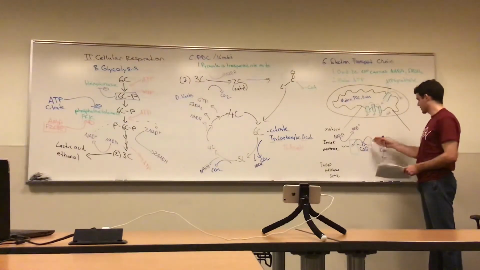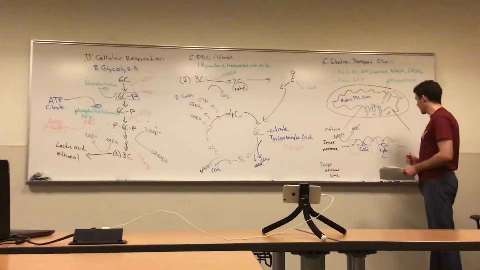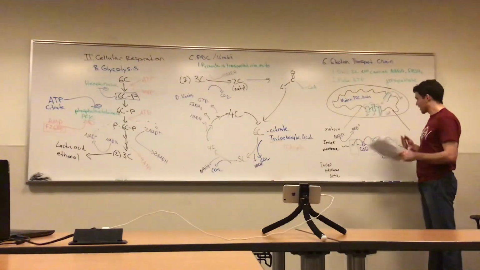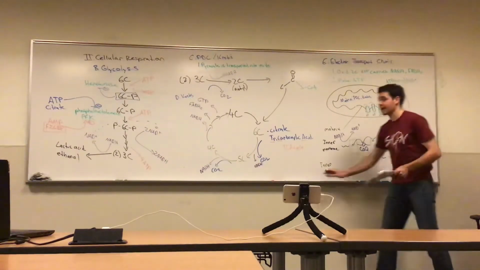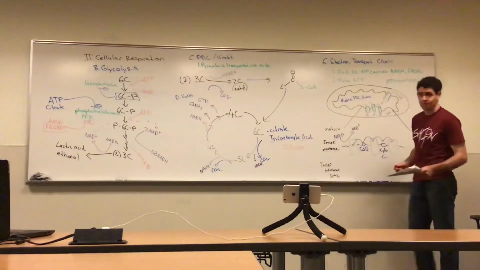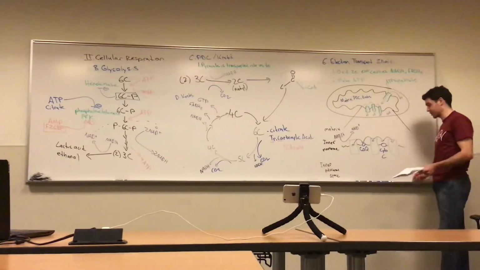Okay. So we pass this electron along, and then the final electron acceptor, right, the thing with the highest reduction potential, the lowest oxidation potential, is what?